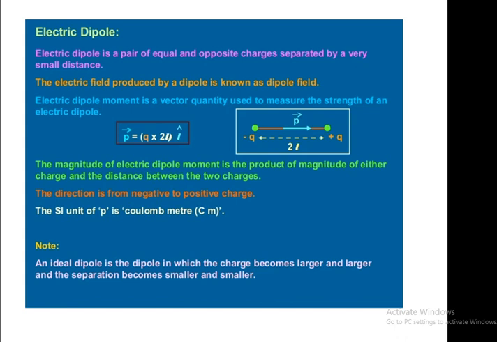It's a vector quantity, so it should have magnitude as well as direction. To get the magnitude of the electric dipole moment, it is measured as the product of the magnitude of one of the charges and the distance between the charges.